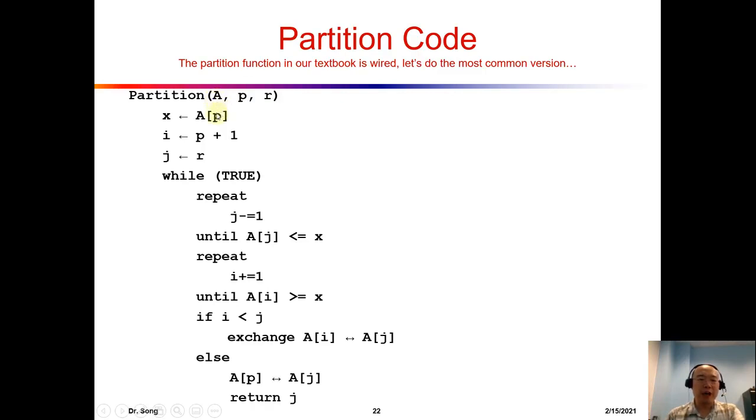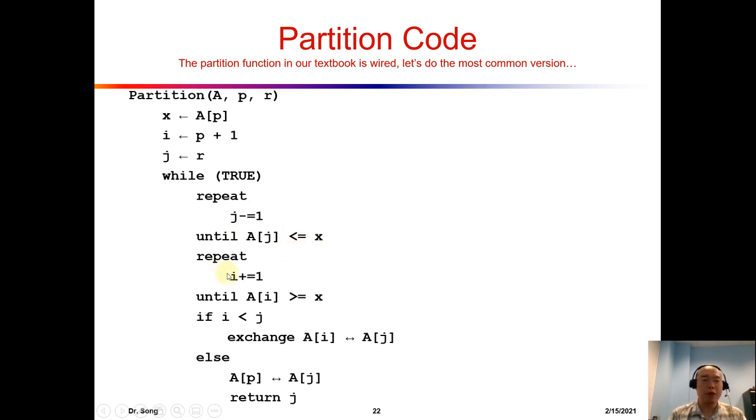We want to grab A, which is the list, and then P and R. P is the lower bound and R is the upper bound. Then we grab A[P], and this X value will be the pivot. P plus 1 is the initial value for I, and R, the upper bound, will be the initial value of J. Then we move those two cursors until we find two values on the wrong side. So we want to repeat decreasing J by 1 until we find an A[J] which is smaller or equal to the pivot.